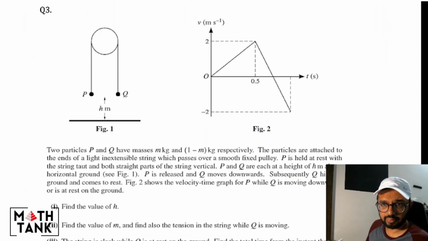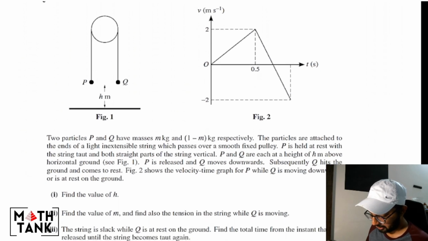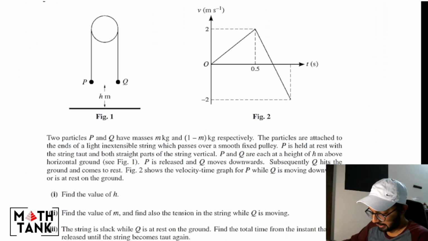Now this is sort of with a velocity time graph. Let's see what it says. It says two particles P and Q have masses m and 1 minus m kg respectively. These particles are attached to the ends of a light inextensible string which passes over a smooth fixed pulley. P is held at rest with the string taut and both parts of the string vertical. P and Q are each at a height of h meters above the horizontal ground. P is released and Q moves downwards.